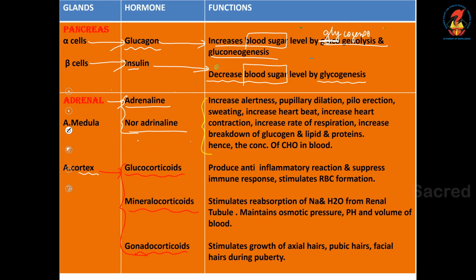It has a combined effect. It is an emergency hormone. We have learned in lower class or in 10th standard, at a time of emergency these hormones are released to make us act and confront a situation. Either we flee or fight. It increases the alertness, pupillary dilation, piloerection, meaning our goosebumps, that is the hairs erect, sweating, increased heartbeat, increased heart contraction, increased rate of respiration, and increased breakdown of lipids, glycogen and protein, and hence the concentration of glucose in the blood increases.